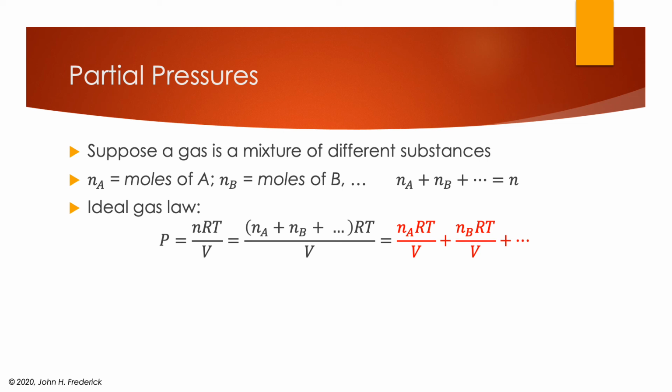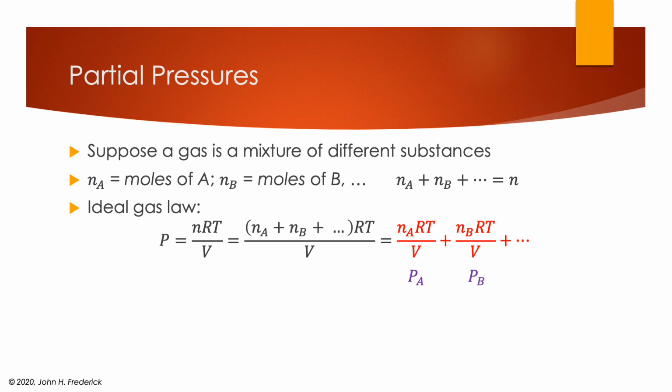Now, you'll notice that each of those terms on the right side has dimensions of pressure. They're like a microscopic version of the ideal gas equation, but they are only including one of the components of that mixture. So I can actually define them as the pressure due to the molecules of A and the pressure due to the molecules of B. We call these partial pressures. They are not the full pressure, because the full pressure is going to be all of those things working together. They're just the pressure due to molecules of A or pressure due to molecules of B.